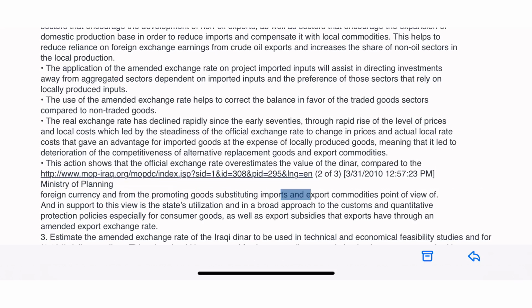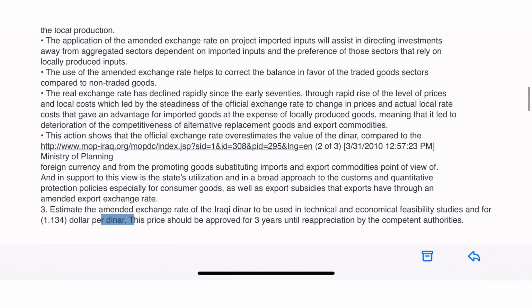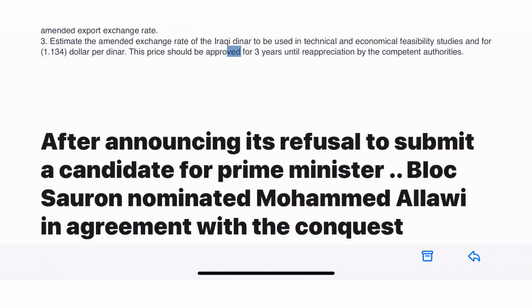Ministry of Planning, from the point of view of promoting goods substituting imports and export commodities, and in support of this view is the state's utilization of a broad approach to customs and quantitative protection policies, especially for consumer goods, as well as export subsidies that exports have through an amended export exchange rate. 3. Estimate the amended exchange rate of the Iraqi dinar to be used in technical and economic feasibility studies. And 4. $1.134 per dinar. This price should be approved for 3 years until reappraisal by the competent authorities.